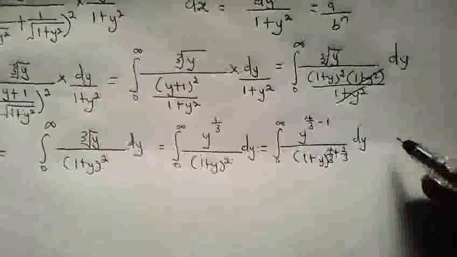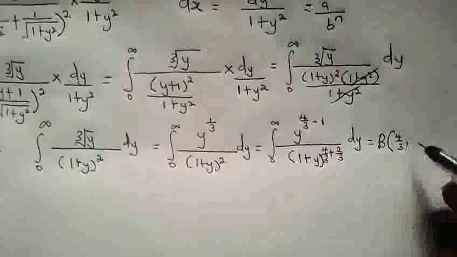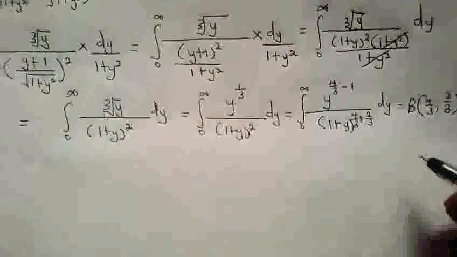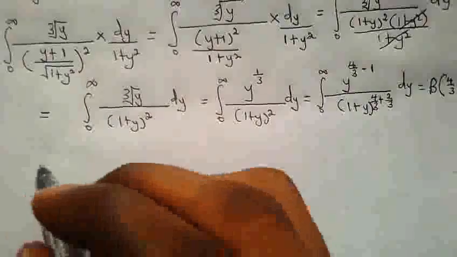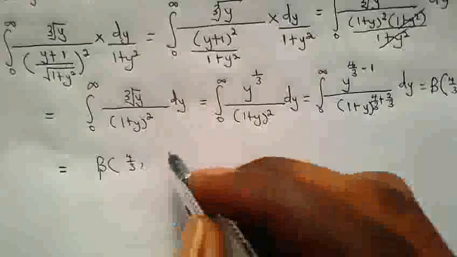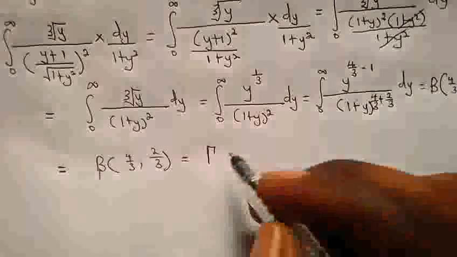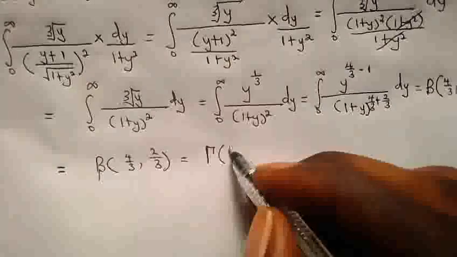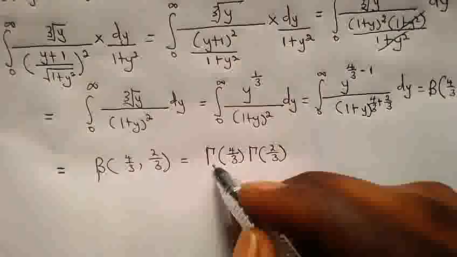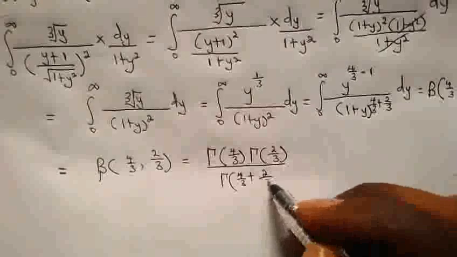Okay, so this is clear from this place that this is equal to the beta of 4 over 3 and 2 over 3. Okay, wow, this makes very nice sense. So here we have this equal to the beta of 4 over 3 and 2 over 3. Now using the property there, that is the relationship between the gamma function and the beta function, we have gamma of 4 over 3 times the gamma of 2 over 3 all over the gamma of 4 over 3 plus 2 over 3.